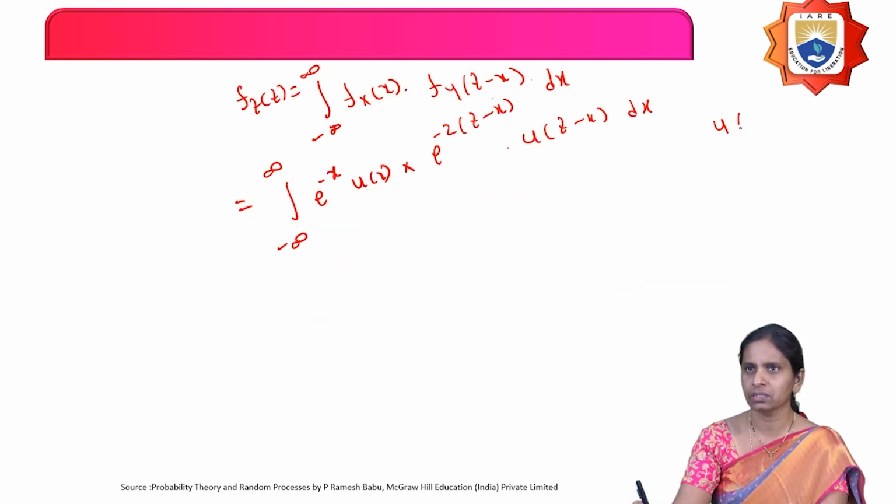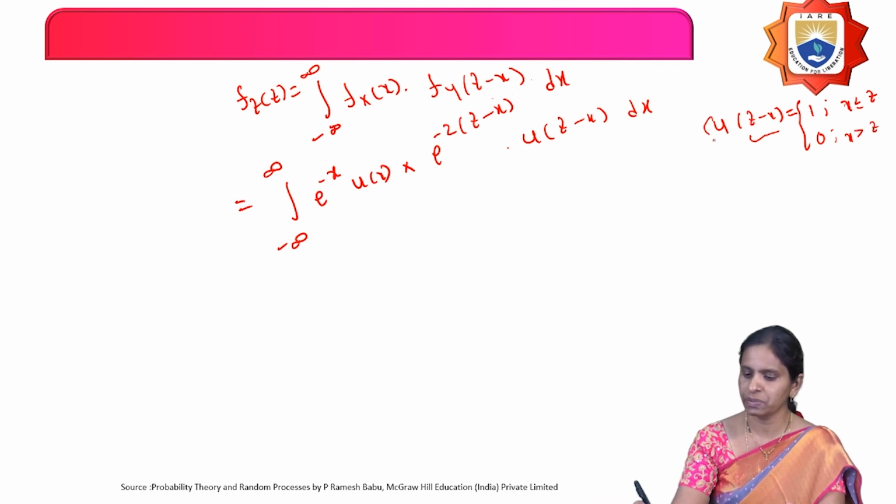Now, what is the u(z − x) value? That equals 1 for what values of x? When x is less than or equal to z. If x is greater than or equal to z, then you are getting negative values, but the unit step function is 1 only for positive values. So when do you get positive values here? When x is less than or equal to z. Therefore, this is 1 when x ≤ z, and 0 when x > z. So, this is u(z − x).